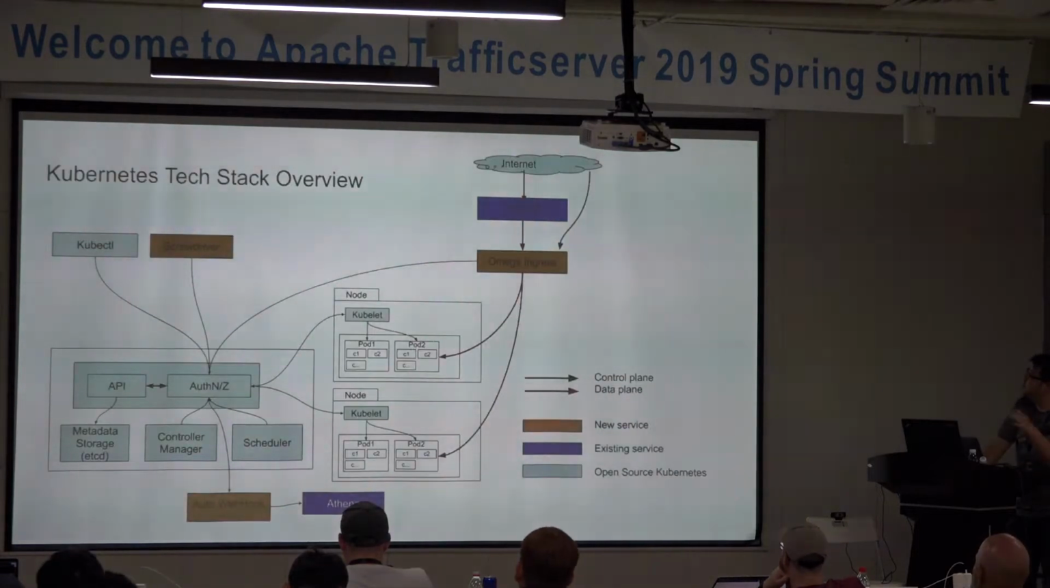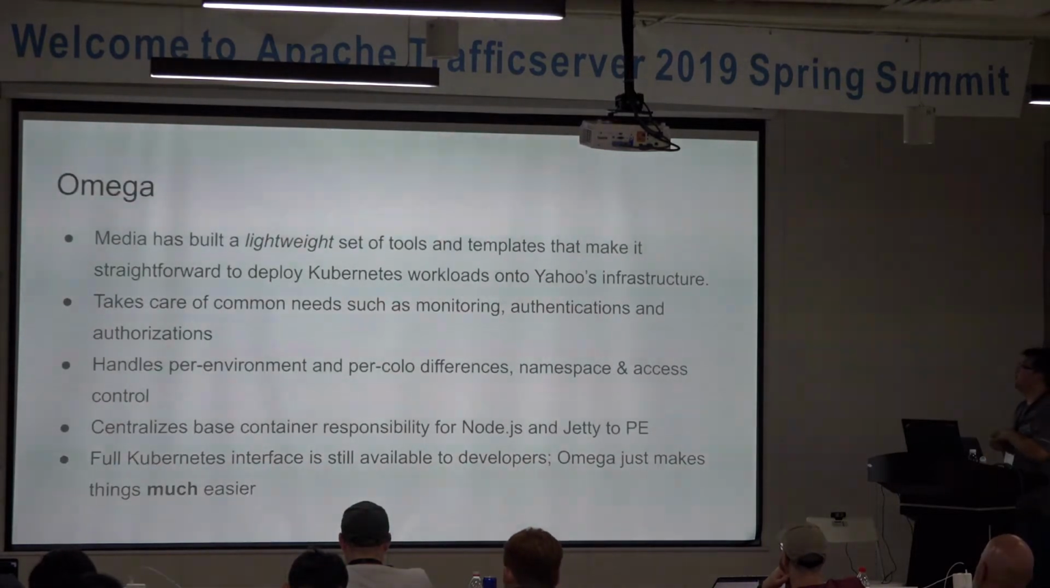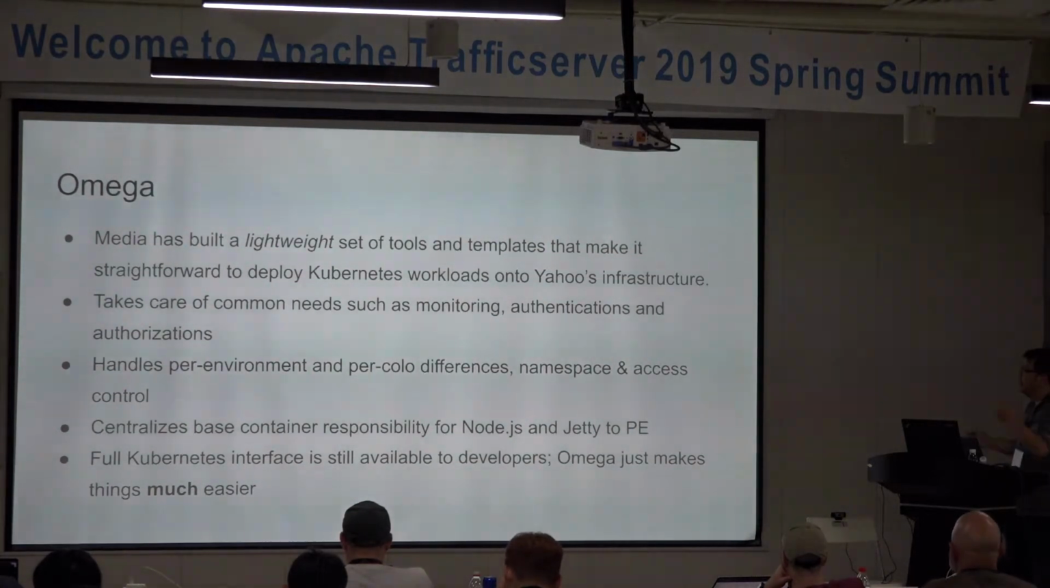So Omega, right? We built a lightweight set of tools and templates that make it easier for us to deploy Kubernetes workloads into our infrastructure, because a lot of things can be abstracted out. For example, we have only a common set of containers that you can base on. So people who build PHP apps or Java apps have a base container that they can build on top of, and we try to provide that.